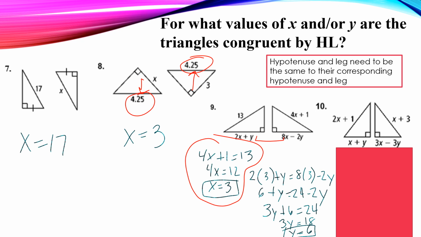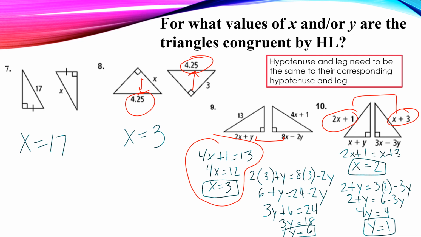So then for number 10, again, my hypotenuses both have x, so I'm going to set those equal to each other and solve. And I get x equals 2. Once I get x equals 2, then I can plug it in to my bottom equation here. The leg equals the leg, so I set them equal to each other and then plug in 2, and I get y equals 1. If you guys have any questions, let me know.